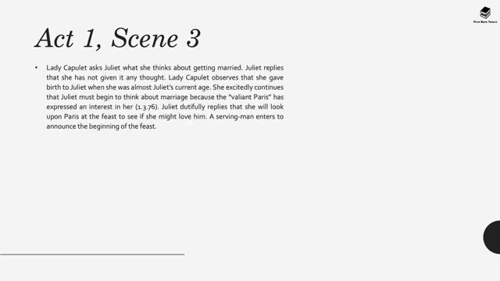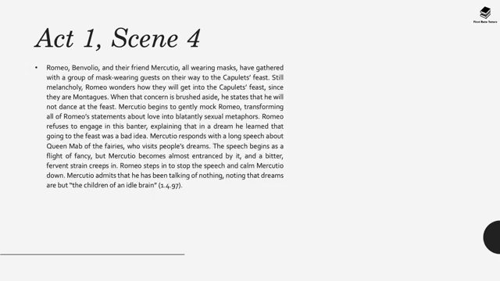Lady Capulet then asks Juliet what she's thinking about with regards to getting married, and Juliet says that she hasn't really given it any thought. She doesn't care. Lady Capulet observes that she gave birth to Juliet when she was almost Juliet's current age, which is 13. She then tells Juliet that she must think about marriage because the valiant Paris has expressed an interest in her. Juliet then replies that she'll look upon Paris at the feast, even to see if she might love him, but we get the sense that she's reluctant.